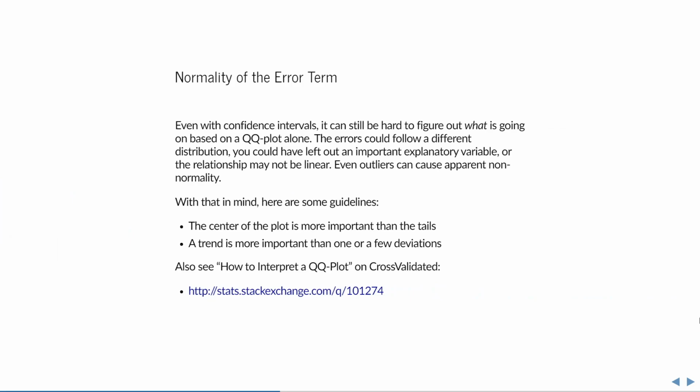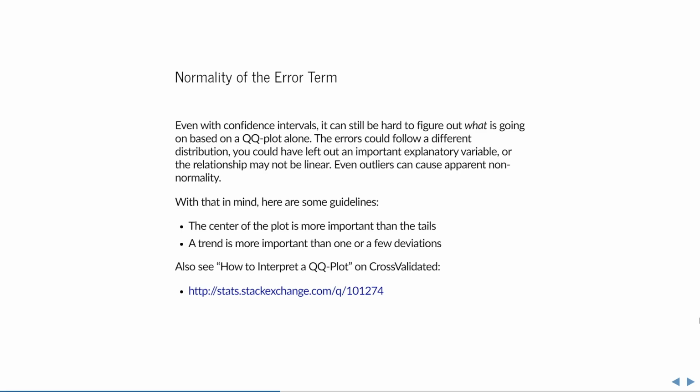Even with confidence intervals, it can still be hard to figure out what is going on based on a QQ plot alone. You've only concluded that the residuals aren't normally distributed, but that doesn't necessarily mean that the problem is non-normality. It could also be that you've left out an important explanatory variable, that the relationship isn't linear, or even just that there's an outlier. So with that in mind, here are some simple guidelines.